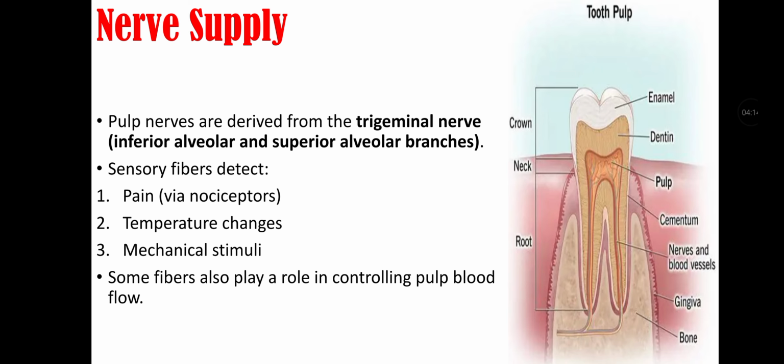Nerve supply. Pulp nerves are derived from trigeminal nerves, that is inferior alveolar nerve and superior alveolar nerve. Sensory fibers detect pain through nociceptors. They detect temperature changes and mechanical stimuli. Some fibers also play a role in controlling pulp blood flow.